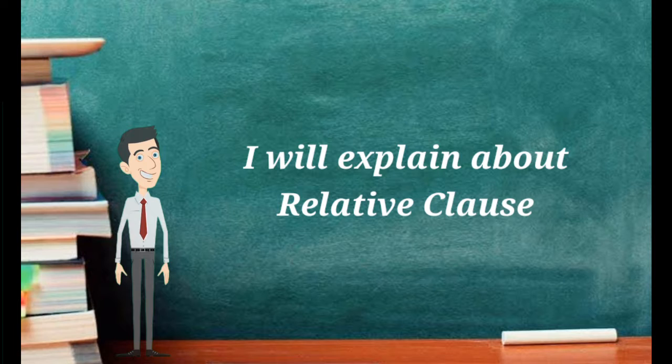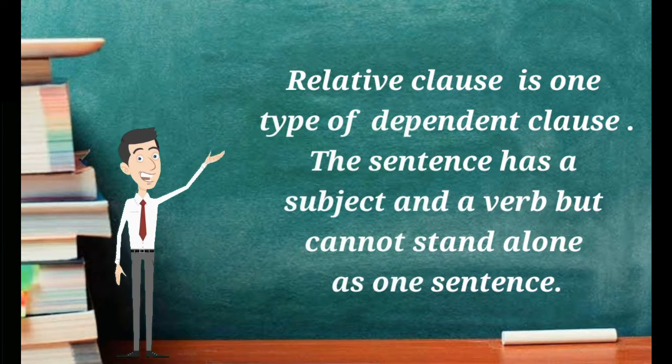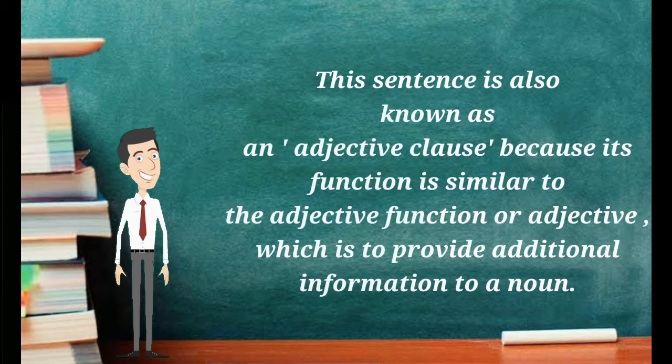I will explain about relative clause. Relative clause is one type of dependent clause. The sentence has a subject and a verb but cannot stand alone as one sentence. It is also known as an adjective clause because its function is similar to the adjective function, which is to provide additional information to a noun.